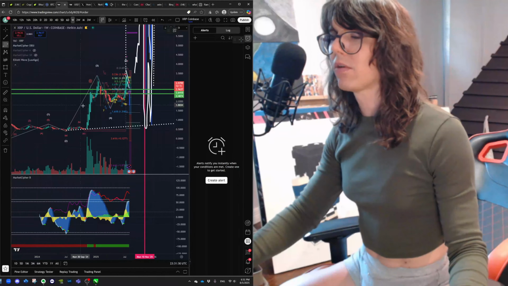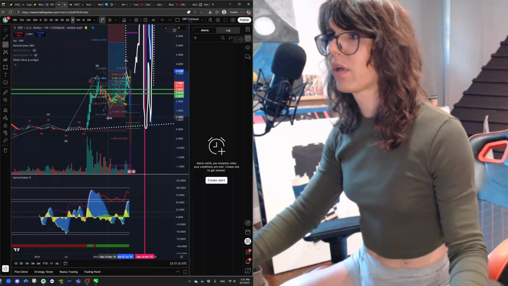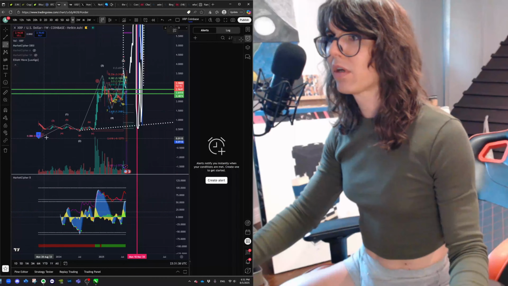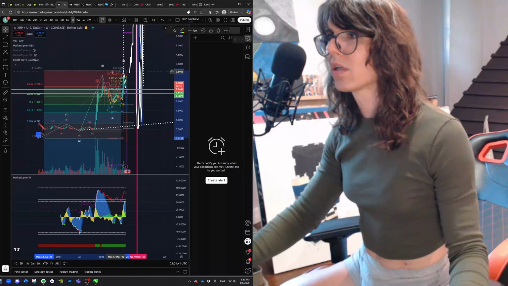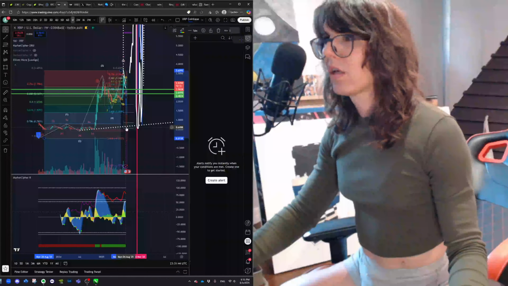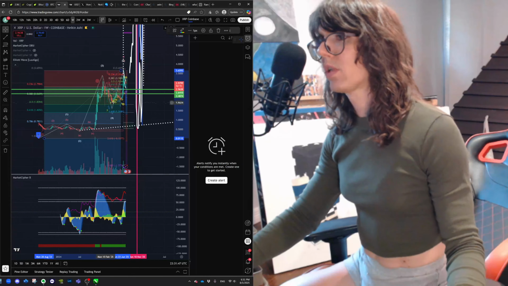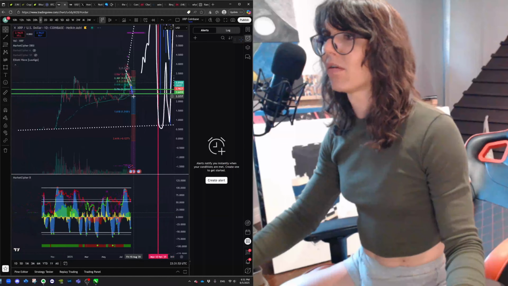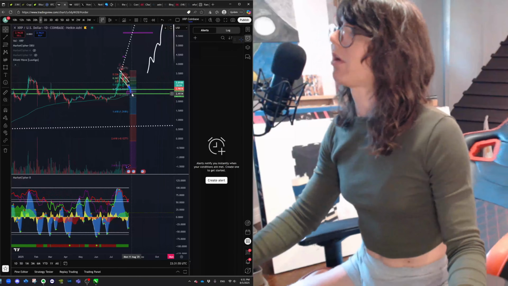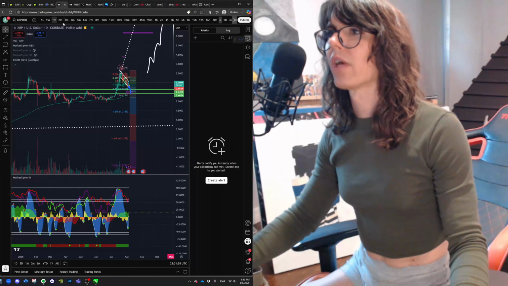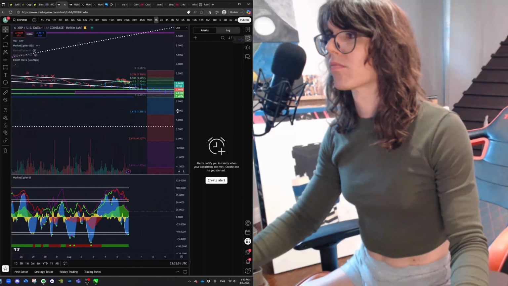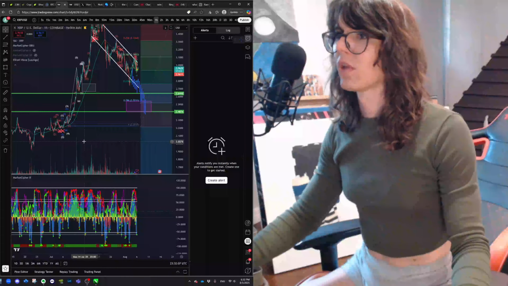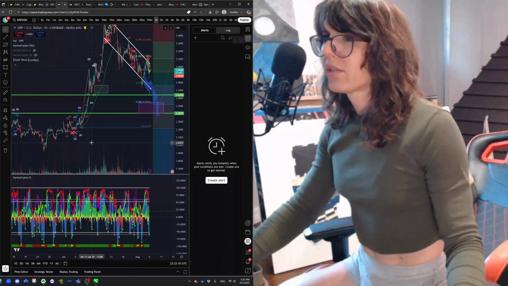Let's do a fib retracement. Is that the right way? It's the wrong way. Let's go from here to here. And, oh, that's really, really low. Okay. I did a fib retracement on the daily, maybe? Elliott wave is what we're talking about here. Hourly? Yeah, this is the hourly.